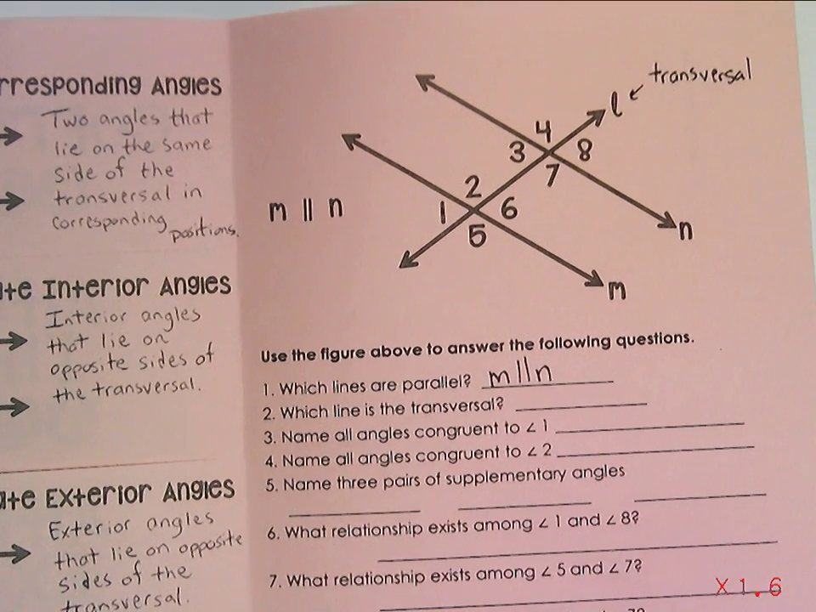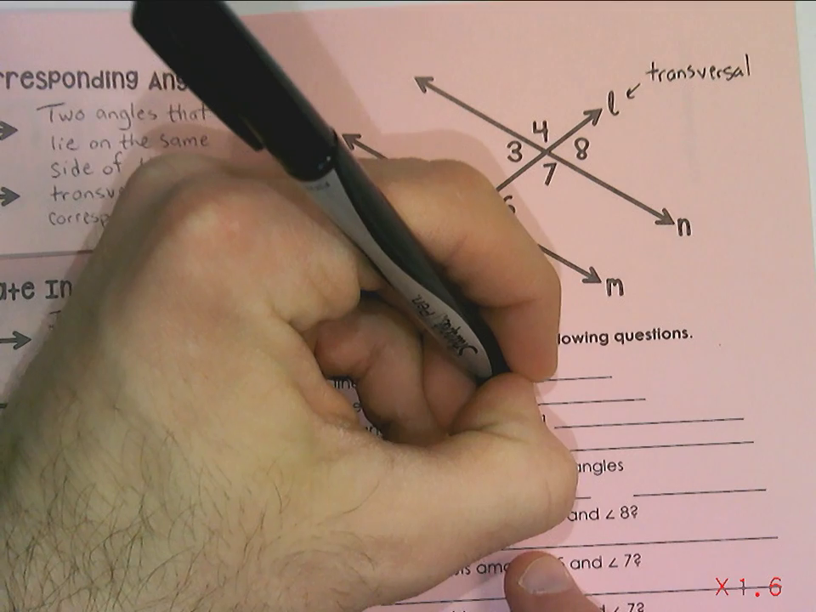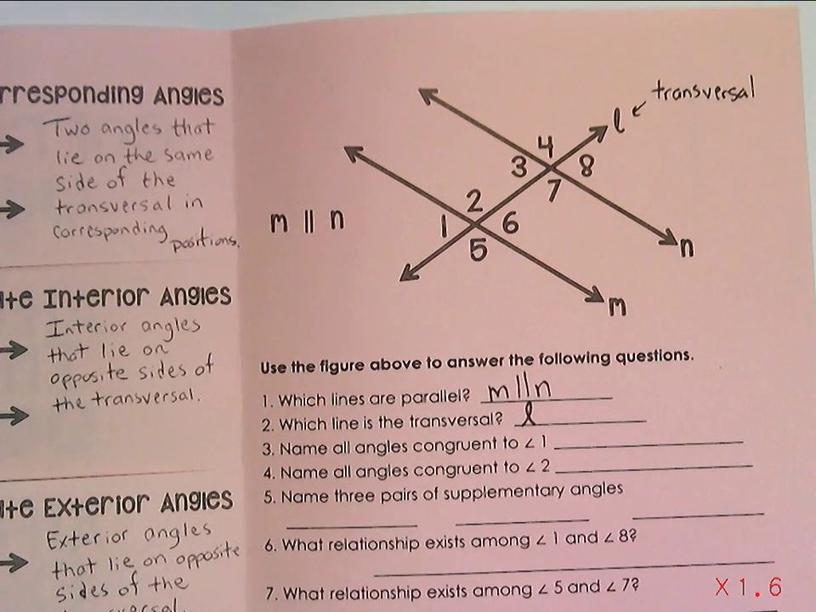Which line is the transversal? Well, that's the one that's cutting the two parallel lines, so that's line L, and they have it in cursive, so we'll write it in cursive as well.